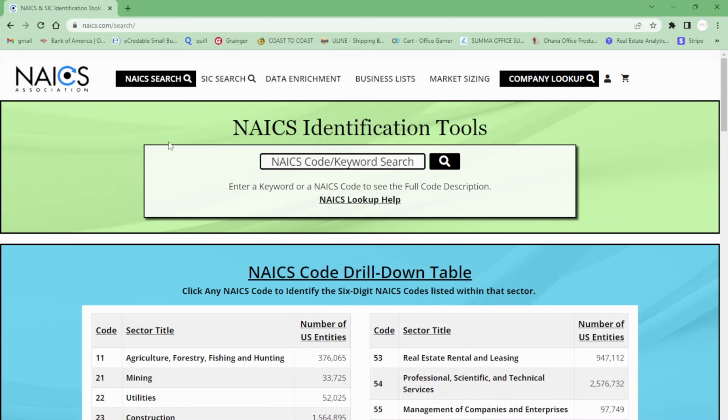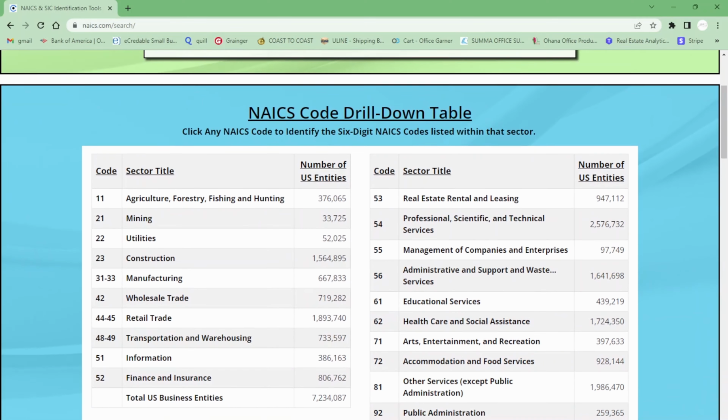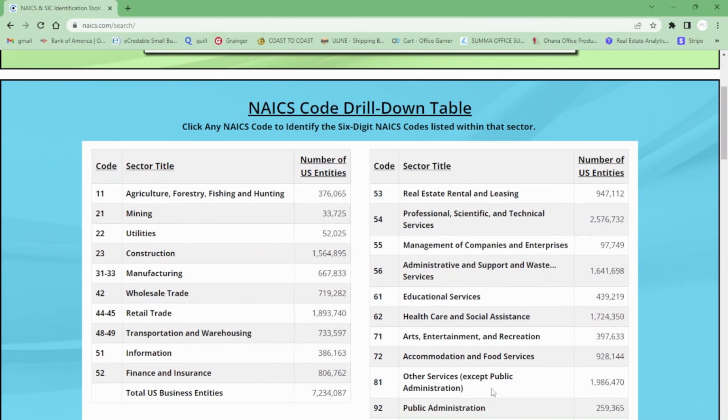Okay, so if you want to find out what your industry code is, you go to naics.com/search. This will come up. You can Google it, it'll come right on up. So right here in this drop down, it gives you the most popular codes. For here, see real estate rental and leasing. It says number of entities 947,112 and the code 53.